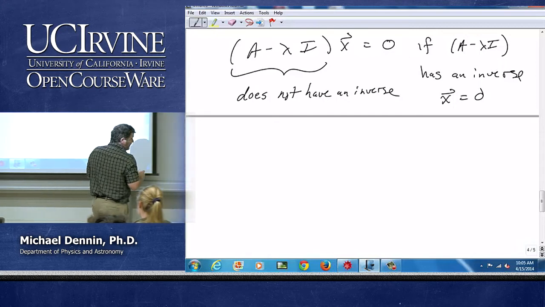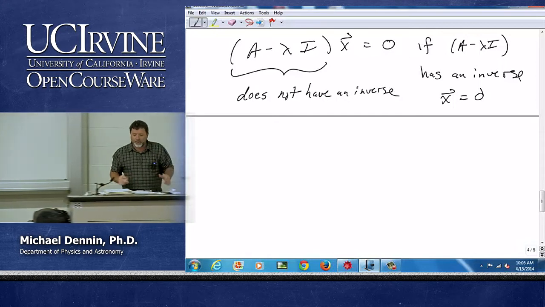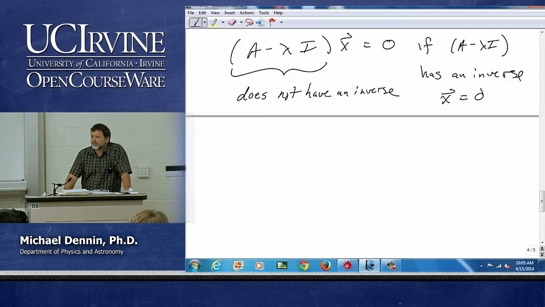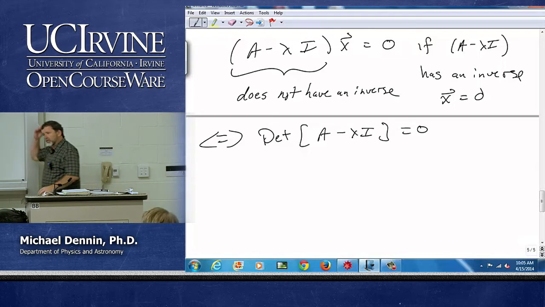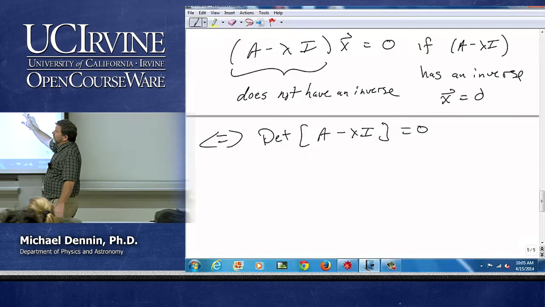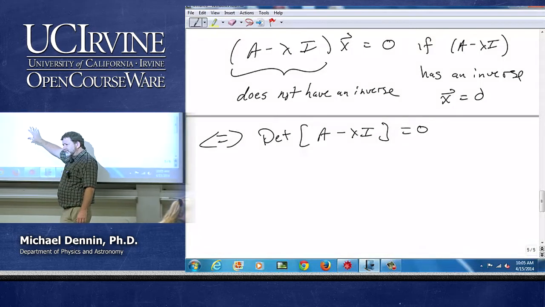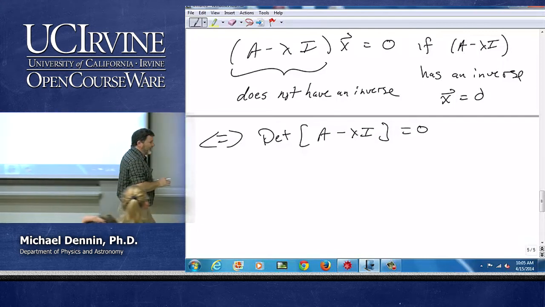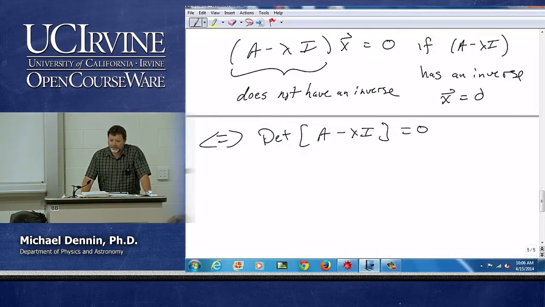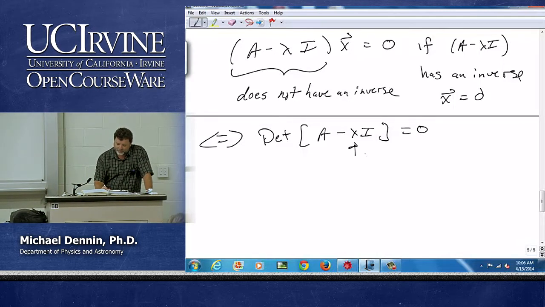But that can only happen if the stuff on the left does not have an inverse. And when does the stuff on the left not have an inverse? When the determinant is 0. And so this is if and only if the determinant of A minus lambda I equals 0. And that's how we get the eigenvalue-eigenvector equation. The reason I emphasize it is we're going to talk about these for infinite vector spaces and functions later on, and you do it a little bit differently. But for finite matrices, this is the key thing. And you end up with an algebraic equation for the lambdas. So notice step 1 is solve for lambda. And then once you have lambda, you solve for x.